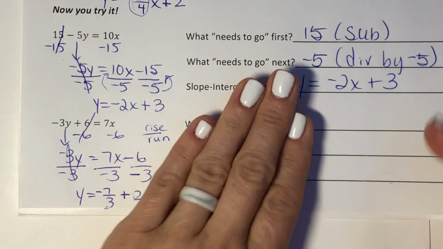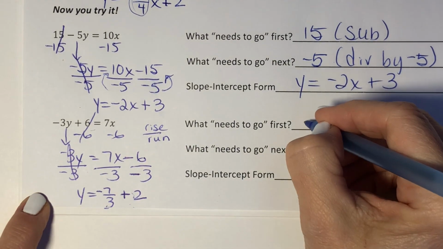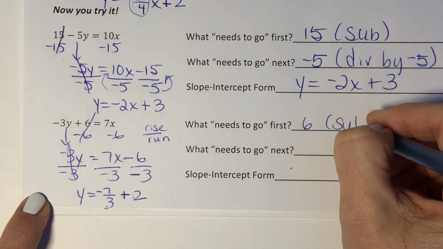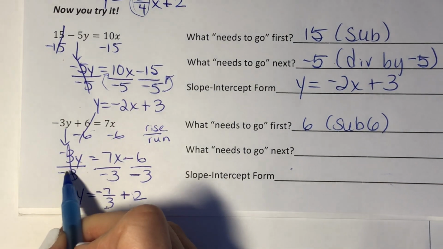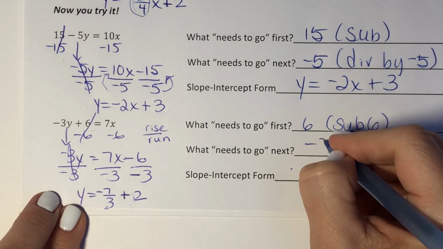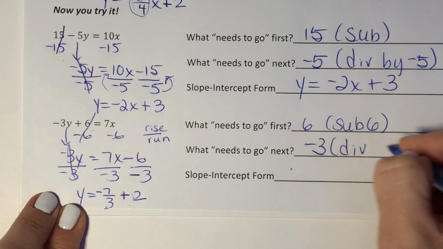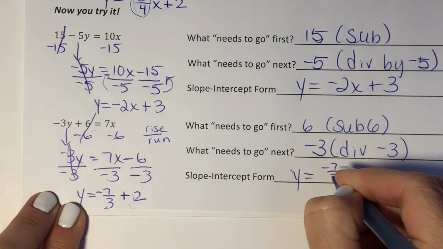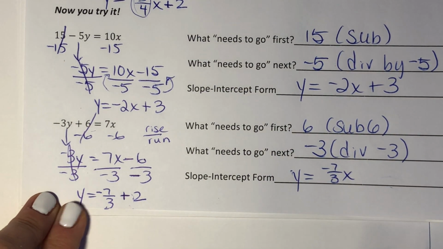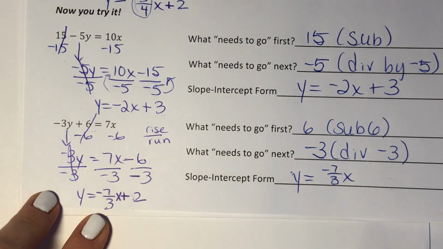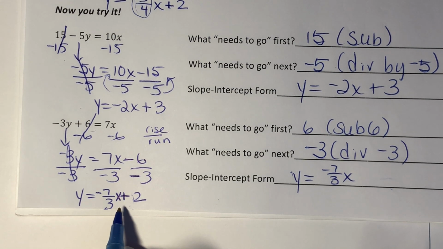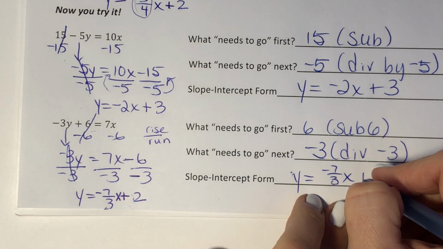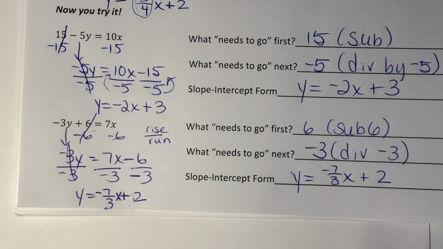So what needed to go first? Just from looking at it, I needed to get rid of the 6, and I did that by subtracting 6. What needed to go next? I needed to get rid of that -3 because it was a coefficient. I divided both sides by that -3. You guys, that left me with a slope-intercept form equation of, oops, forgot the x. And that is such a common thing. I'm so happy that actually happened. It's a totally different problem without the x, you guys. You cannot forget that x, okay? The whole point of the problem is to put it in that slope-intercept form, okay?